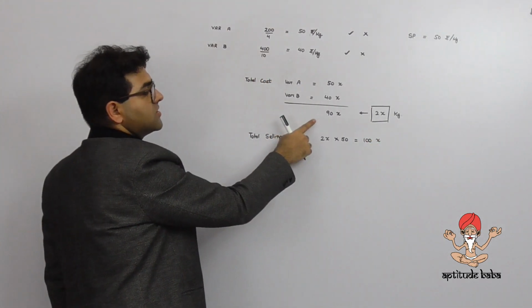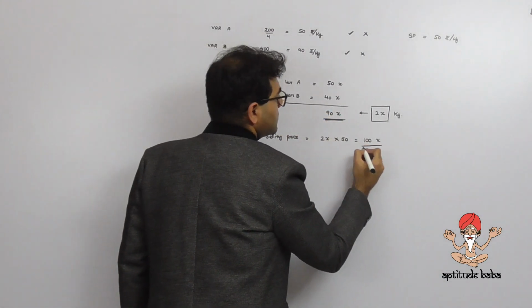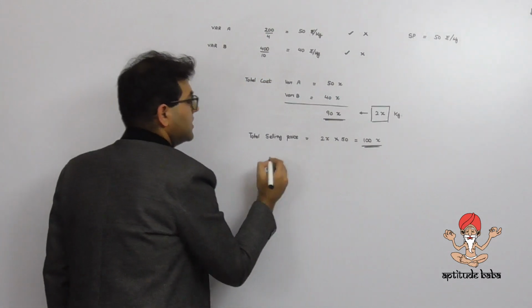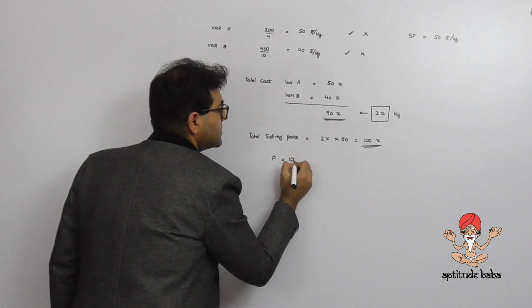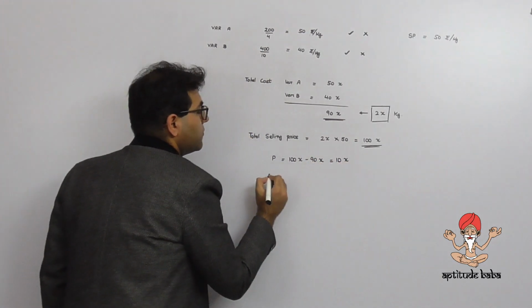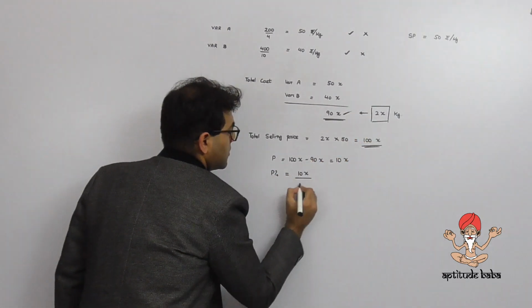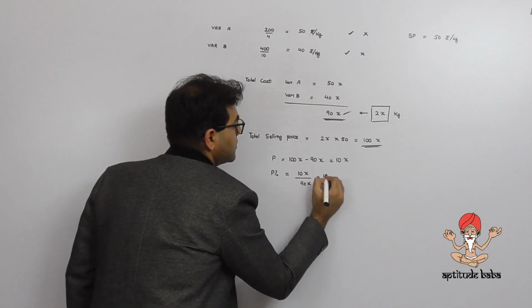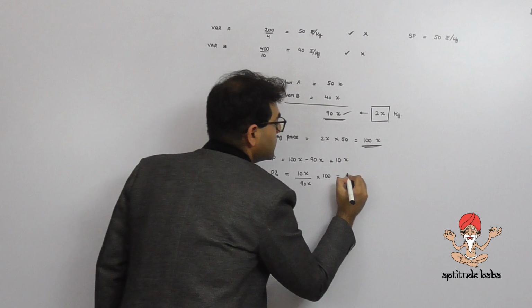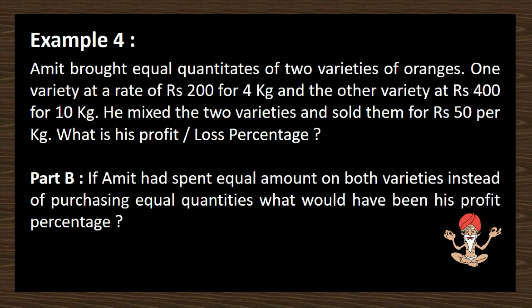Now if I had purchased these oranges and it had costed me 90x and I'm selling them and it is now costing me 100x, can I say my total profit is nothing but 100x minus 90x or perhaps 10x? If the total profit is 10x, can I say profit percentage will be profit upon cost price into 100? Now 10x by 90x gets me 1 by 9 into 100 or 11.11% profit.